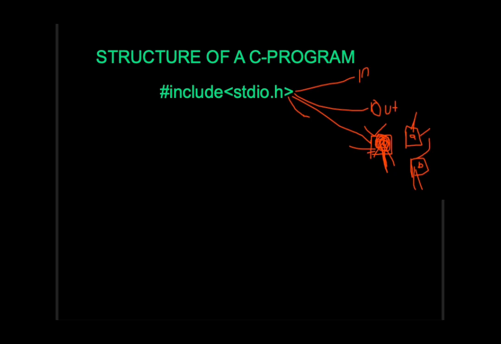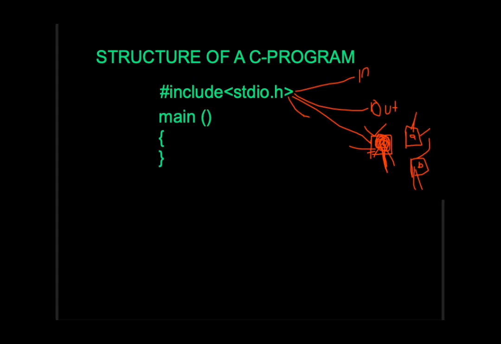So the next one we want to do is the main function. Your program can actually have a lot of functions. So this is how we write our function, and we have to indicate the beginning and the end of the function.